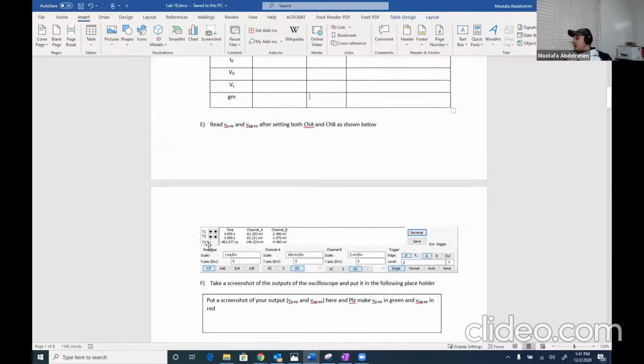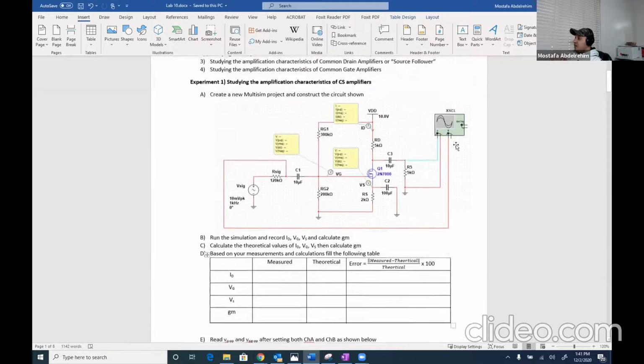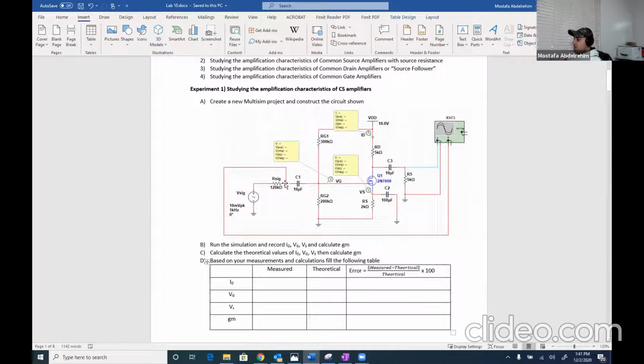Then we check the waveforms of the input here. This is the input. This is not the signal. The signal, we know it's a constant. It's our input. It's a 20 millivolt peak to peak or 10 millivolt peak.